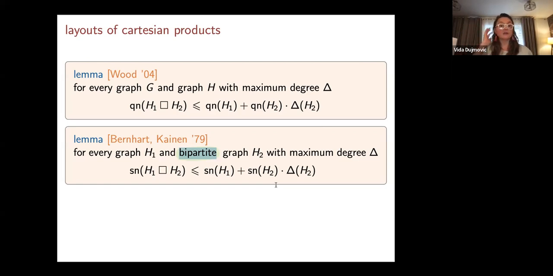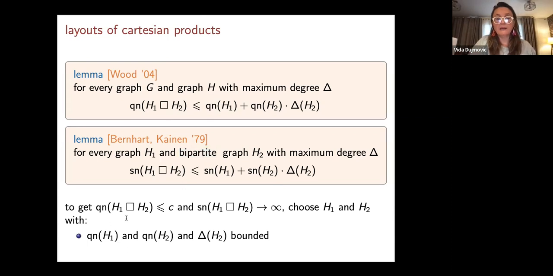So what would be the strategy here? We really got to this strategy by studying product structures. It just turns out at the end, we were trying to use strong product first, but we realized at the end, oh, you can even do it without it. The key is in this word bipartite. So if you want to find a graph family for which Q number is bounded but stack number is not bounded, we need to pick H1 and H2 such that the Q number of H1 and Q number of H2 are bounded, such that the degree of H2 is bounded. And we also want to pick them in such a way that hopefully the stack number of their Cartesian product is not bounded.